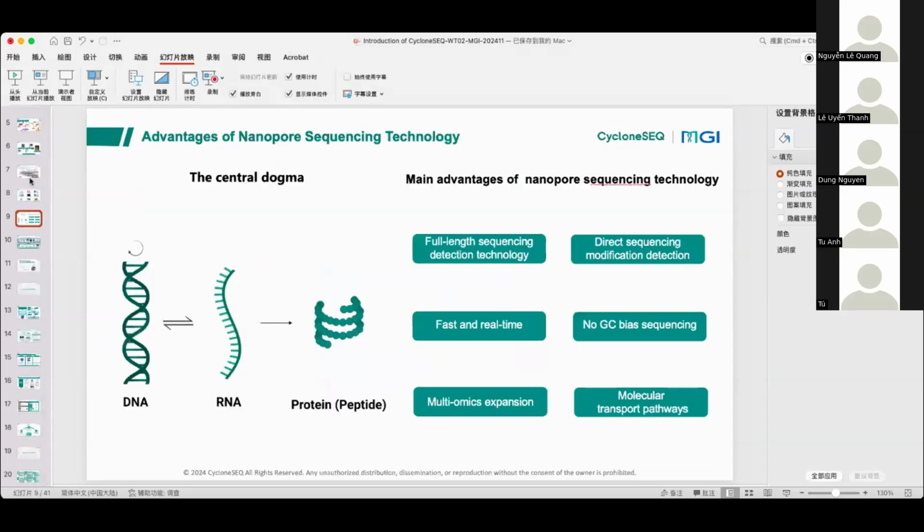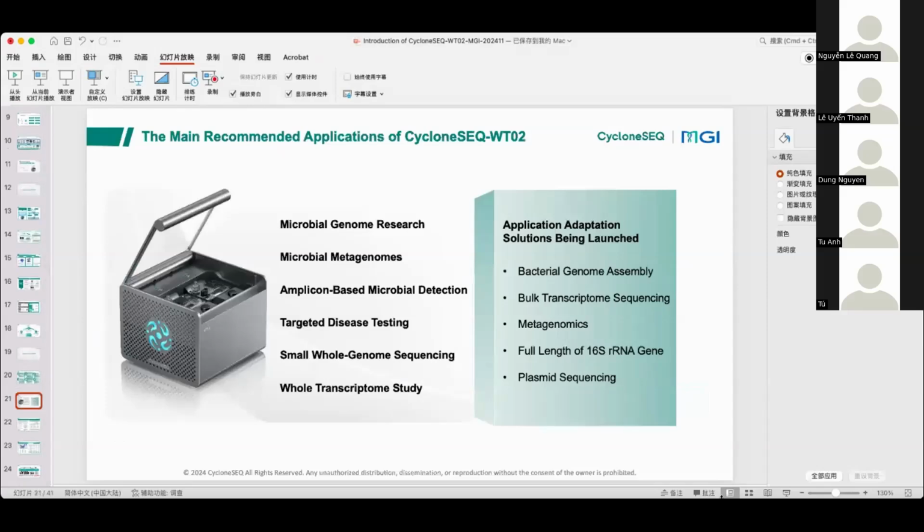Also, there are many existing tools that can be easily applied to CysloneSEQ data, like the alignment tool minimap and variant calling tools like Clear3. These have been tested on CysloneSEQ data and they yield good results.